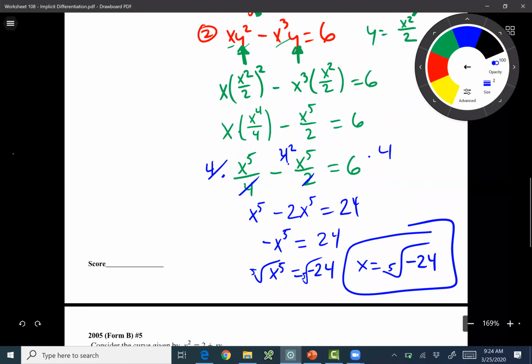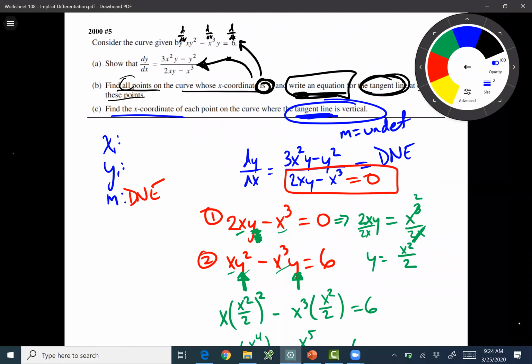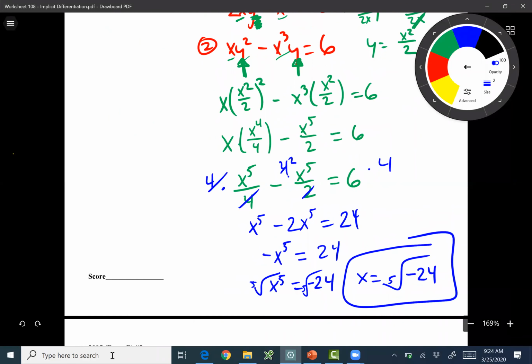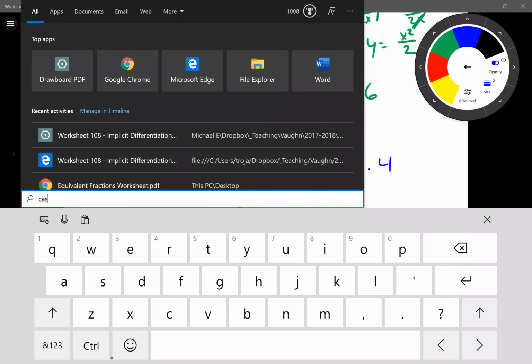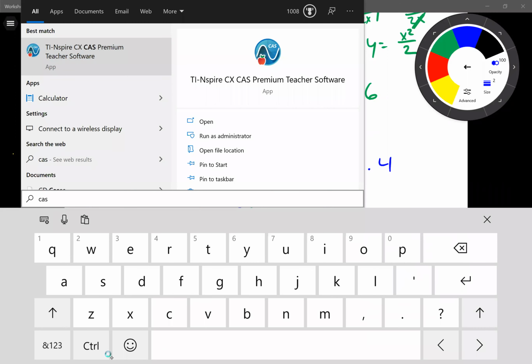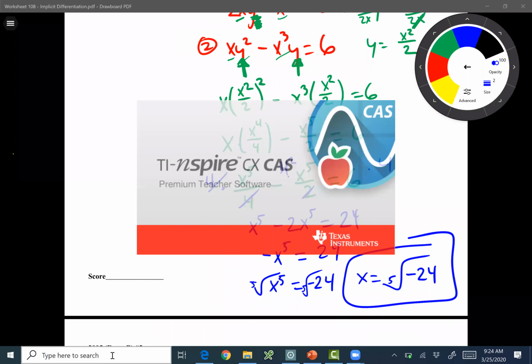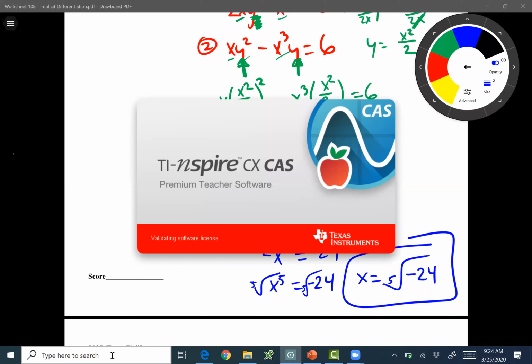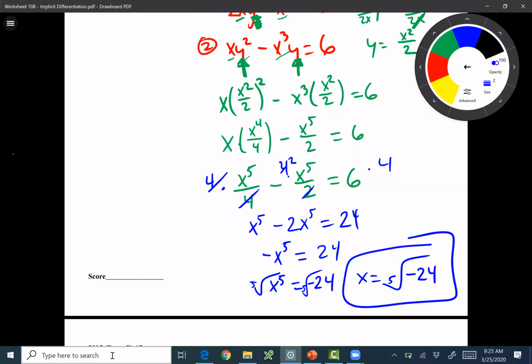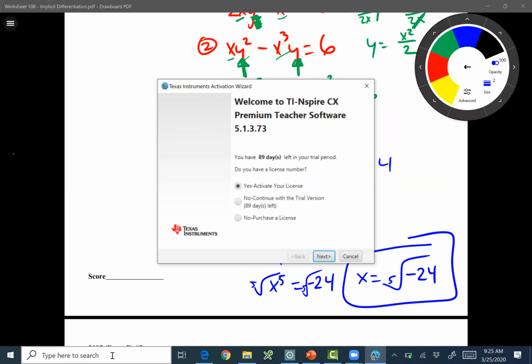Now, this was number 5. It was a non-calculator question. But at the same time, I'm kind of anticipating that our AP exam might be calculator. So if that does happen, I just want to review very quickly how we would do this if we had a calculator, and it's way, way, way less work.